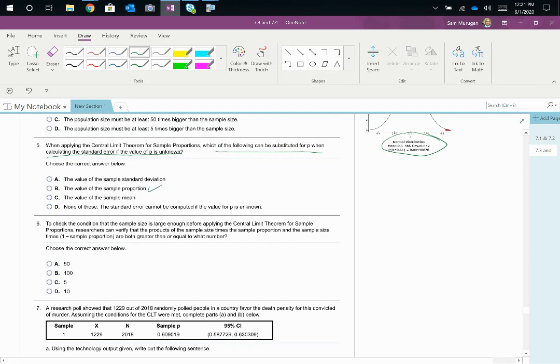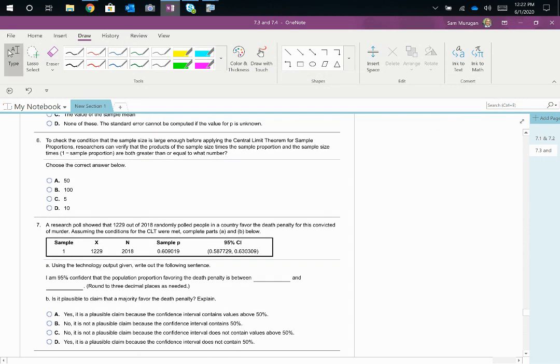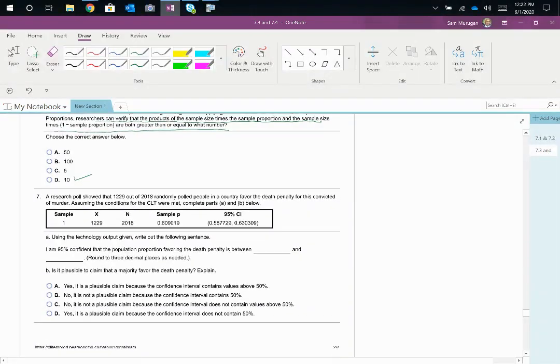So we're getting into the confidence intervals now. To check the condition that the sample size is large enough before applying the central limit theorem, researchers can verify that the products of the sample size times the sample proportion and sample size times one minus the sample proportion are both greater than or equal to what number? And recall that this number is 10, right? That given number is 10.